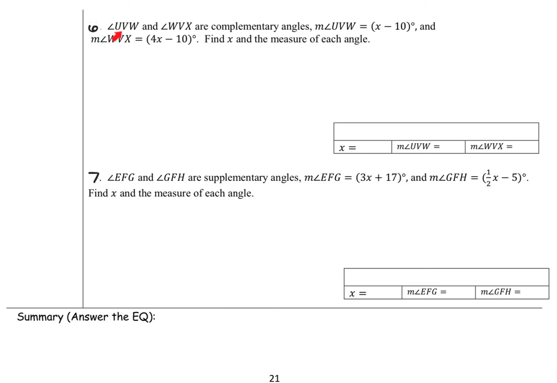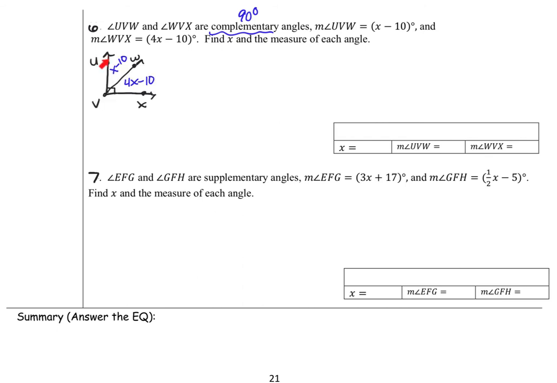So angle UVW and angle WVX are complementary angles. What does complementary mean? Complementary means that these two angles are going to add to 90 degrees. So let's try and draw that. Go ahead and pause the video and sketch a picture of what you think this problem looks like.